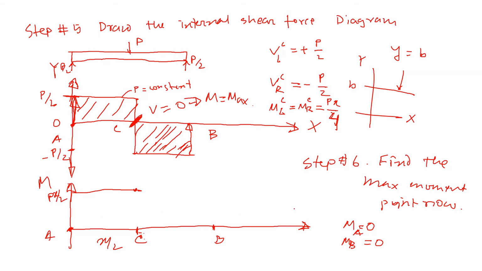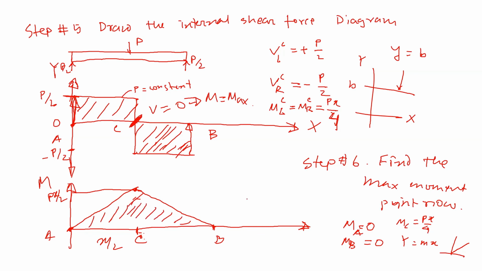Now if you see an equation like this, we found Mc equals Px by 4. So it's something like y equals mx type of equation, which is a straight line through the origin. So the moment equation will look like this, and then go down like that, and so that's done.